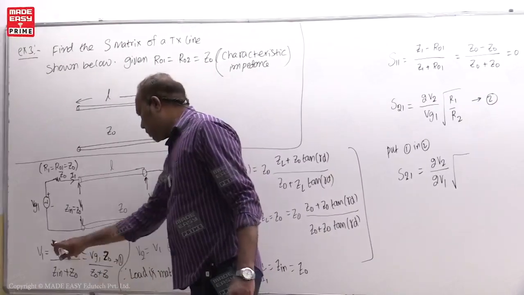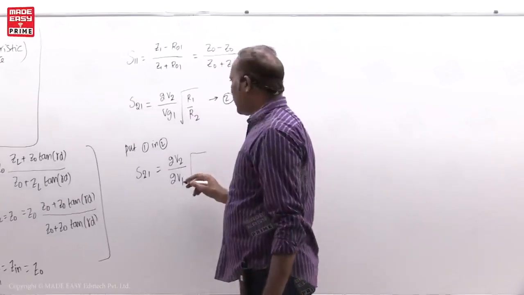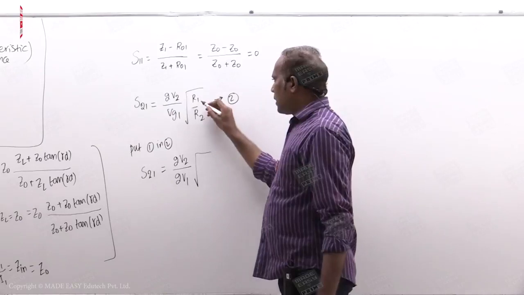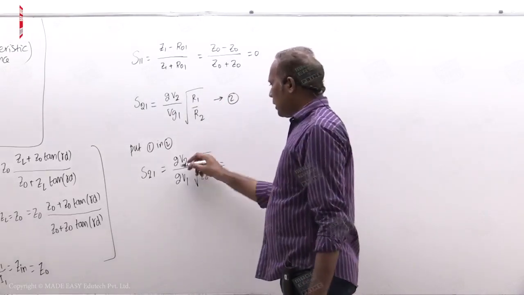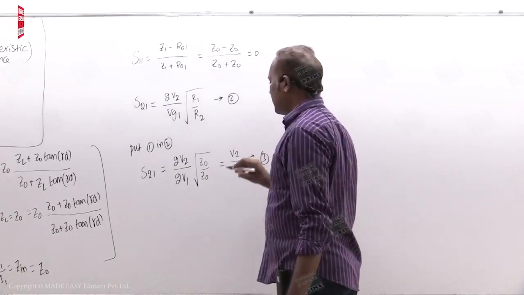VG1 divided by 2 is equal to V1. So VG1 is equal to 2V1. So you get 2V1. Now it is correct, 2V1. VG1 is equal to 2V1. Now R1 is Z0. This is Z0. That is equal to 2 cancel. So V2 by V1. Let us say this is equation number 3.